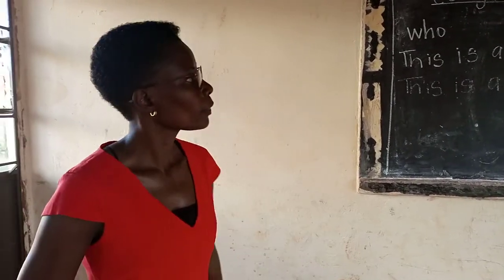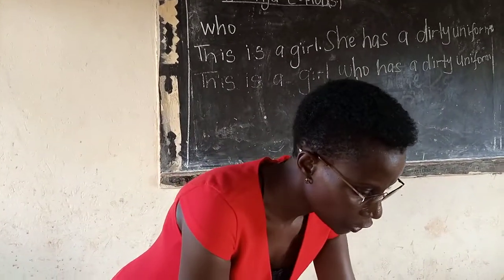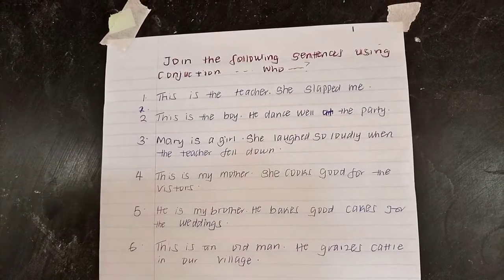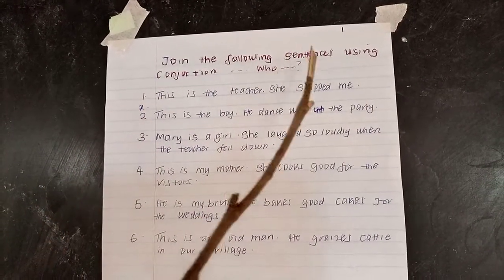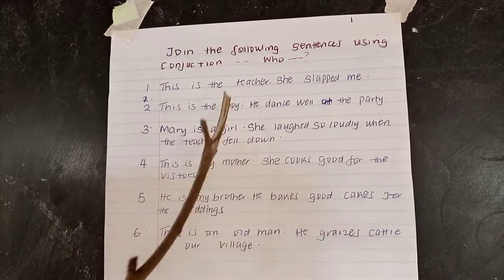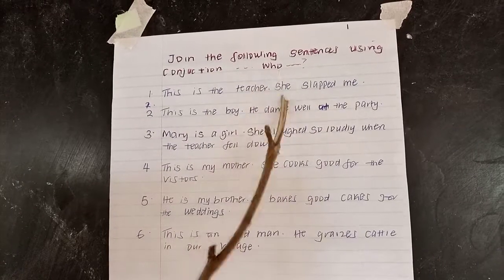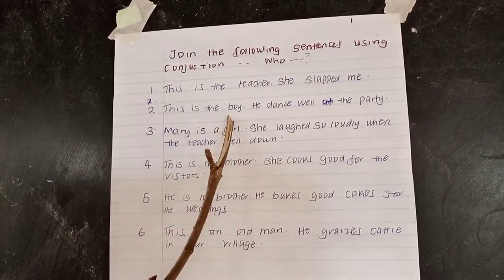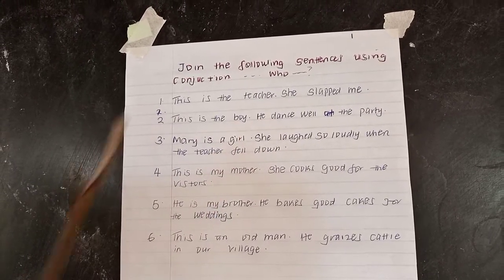Okay, I'm going to give you an exercise as usual, and you do it for me. This is our activity for today. Join the following sentences using conjunction who. Number one. This is the teacher. Full stop. She slapped me. Join the two sentences using conjunction who. Number two. This is the boy. He danced well at the party.